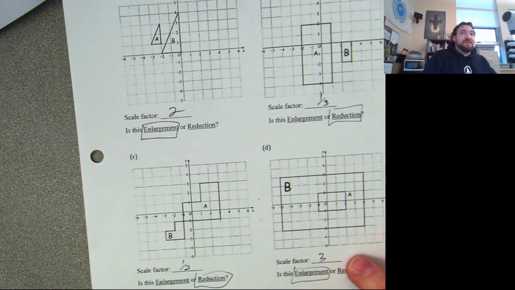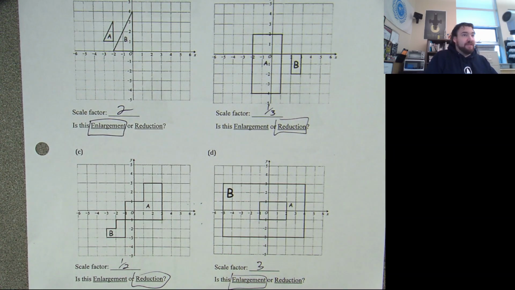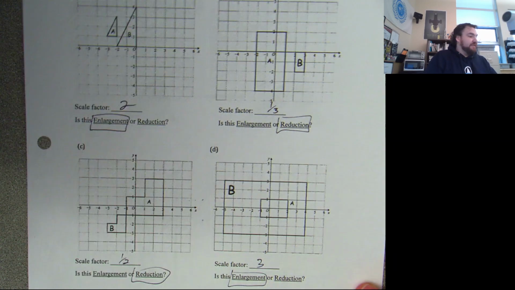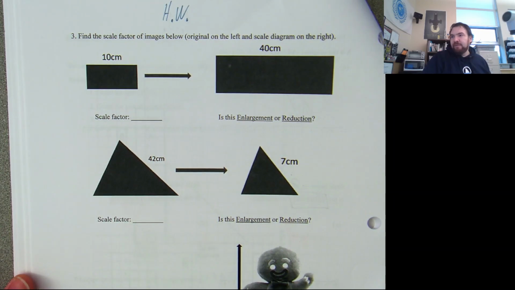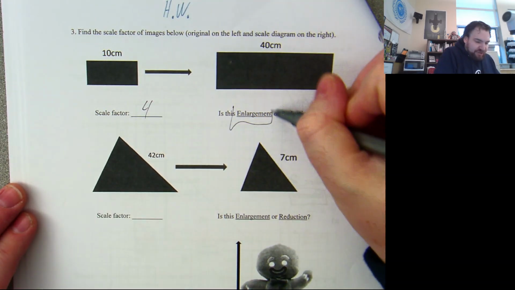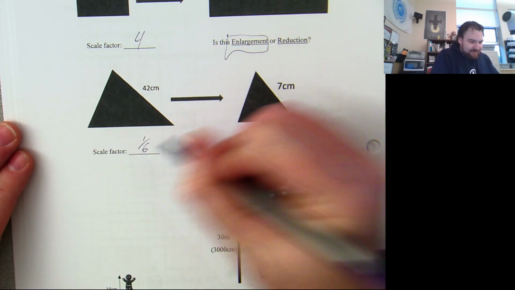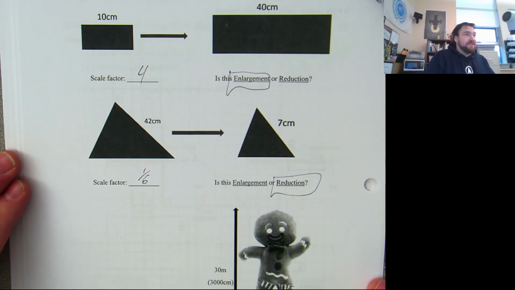I'm sorry, I should ask. Does anyone want me to explain how any of these were done? I mean, if you were here, I think it's fairly straightforward. If you were here paying attention and trying, it's relatively straightforward. If you were here, weren't paying attention, and were not trying, then I will not answer it for you. You can figure it out on your own. The scale factor here is 4. It's an enlargement. The scale factor here is 1/6. So it's a reduction. Questions, comments, concerns about either of those?